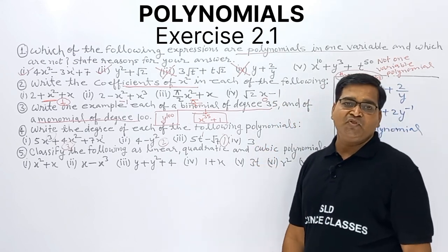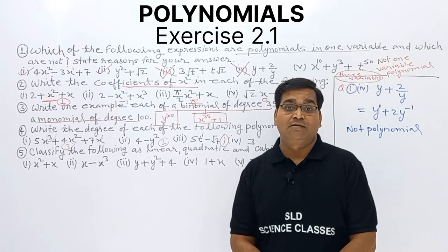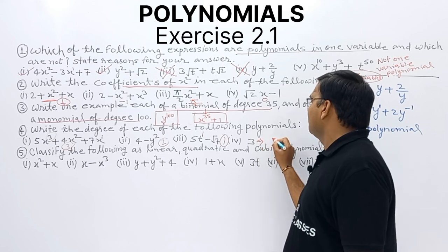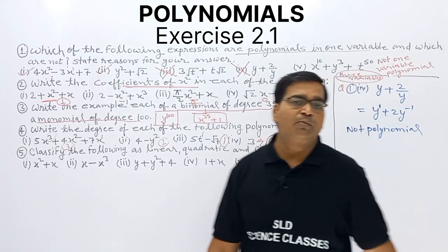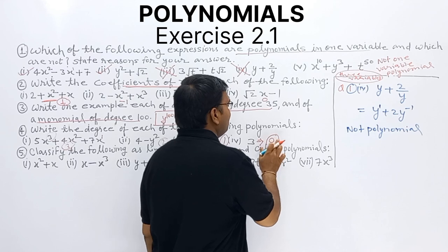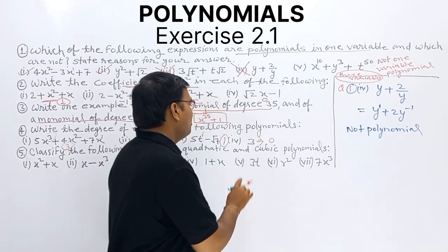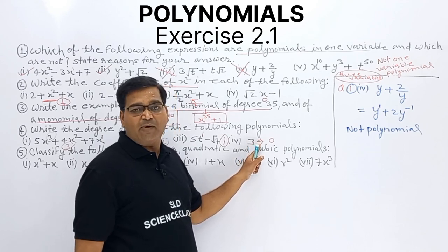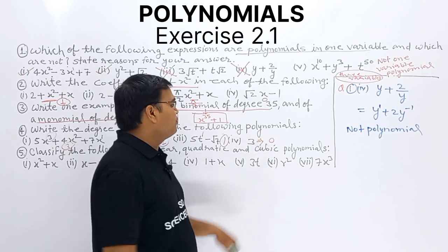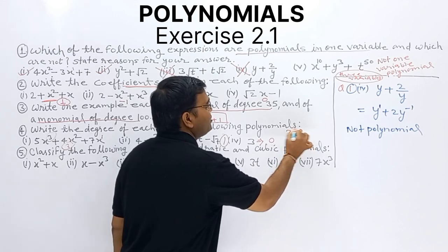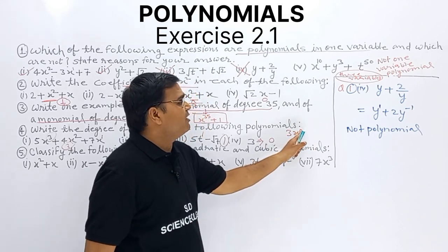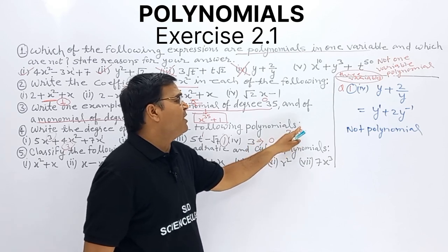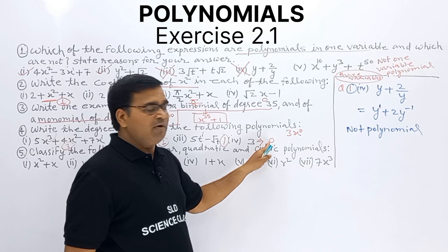Now this one, 3, is a constant, a constant polynomial, and the degree of a constant polynomial will be 0. How is it getting 0? We can write 3 as 3x power 0, which is 3, and its maximum power is 0, so its degree will be 0.